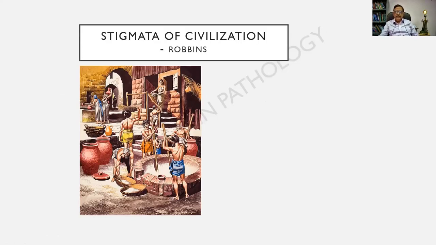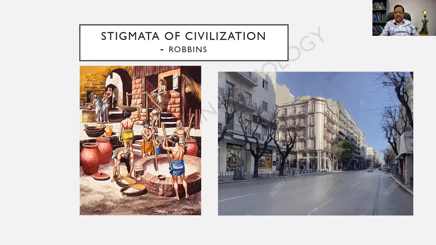Your Robbins says it is a stigmata of civilization. Look at this ancient civilization where there is a lot of this manual work. Hardly I find any turmoil and competition amongst these residents when compared with the modern days. The concrete jungle, as it can be said. And all of us know what is happening within. Automation, crowding, competition, etc.